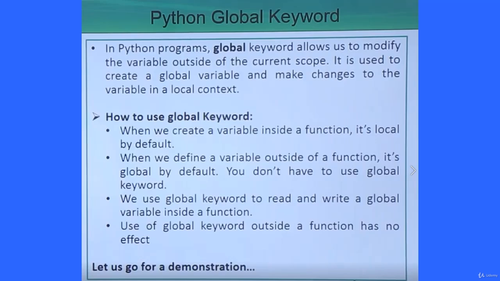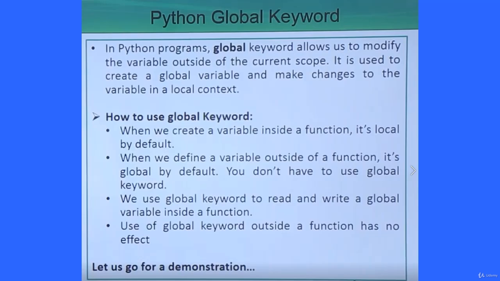Python global keyword. We know that multiple keywords are available in Python, but in this video we are concentrating only on the global keyword. A Python program's global keyword allows us to modify a variable outside of the current scope. So we can change the variable value outside of the current scope, and it is used to create a global variable and make changes to the variable in the local context also.